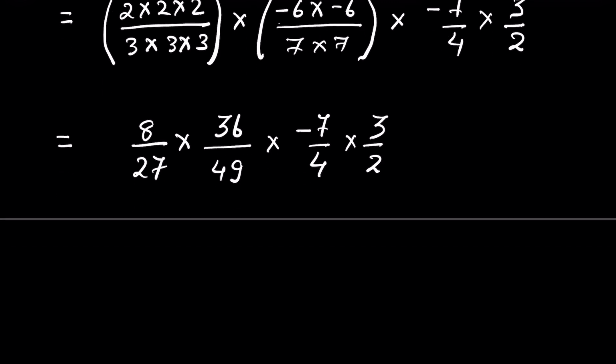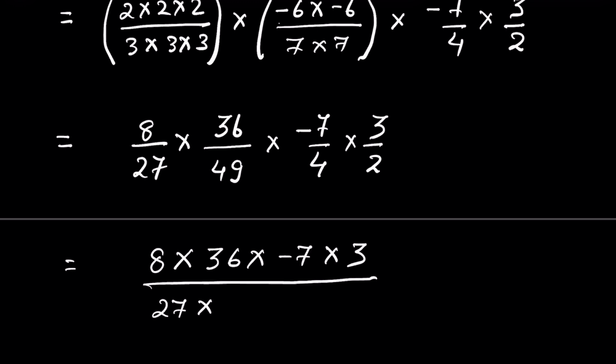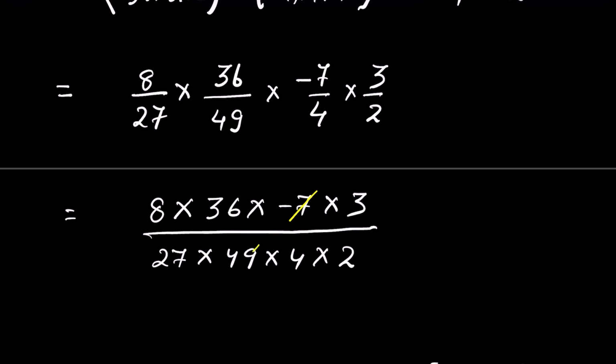If you are getting confused, you can draw a single bar. You can write it like this, 8 into 36 multiplied by minus 7 multiplied by 3 upon 27 into 49 into 4 into 2. Now start dividing. 7 times 7 is 49 and this is 7 times minus 1 will be minus 7.